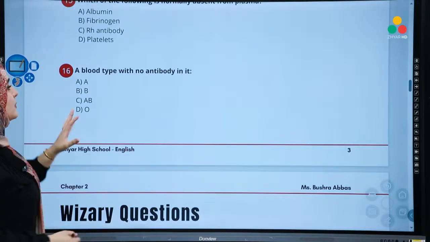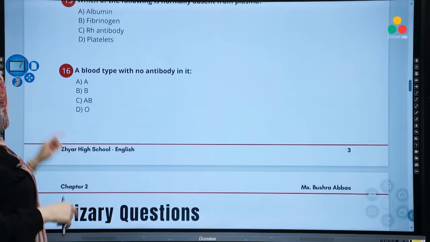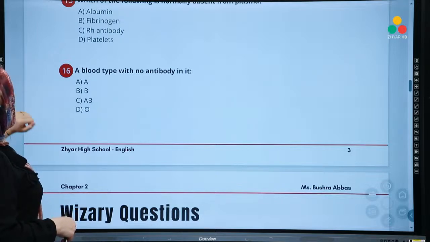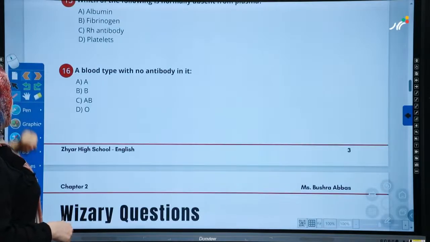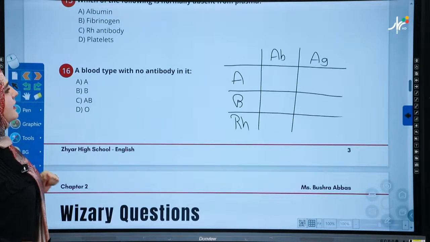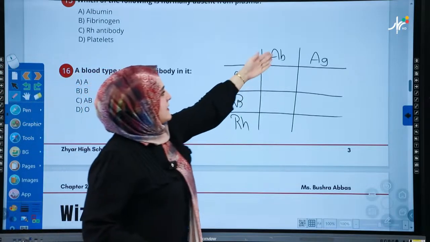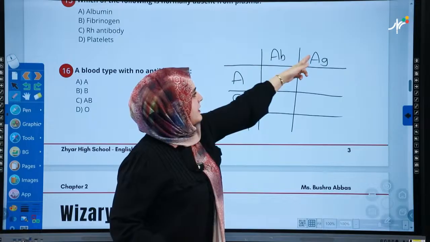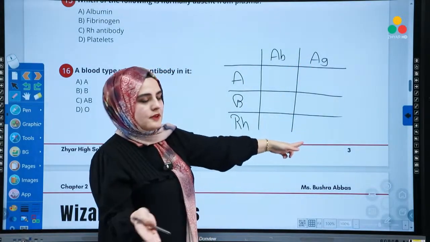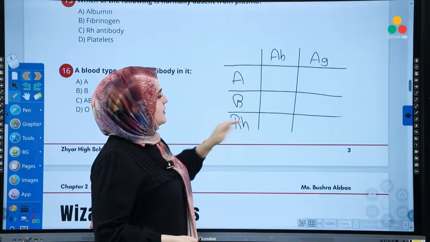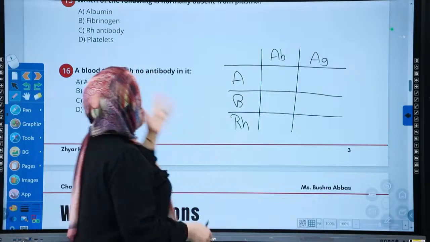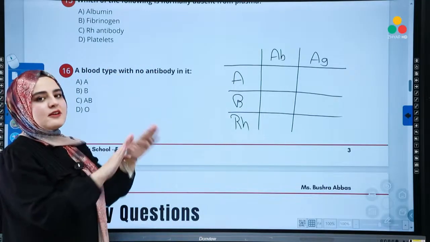So what we're going to do, we're going to create a 3 by 3 table. I've already prepared it here. Let's check it. See, my table says this line tells you about the antibody, and this is the antigen on the surface of the red blood cells. And we have A, B, and Rh. According to this question, we say we don't have any antibody.